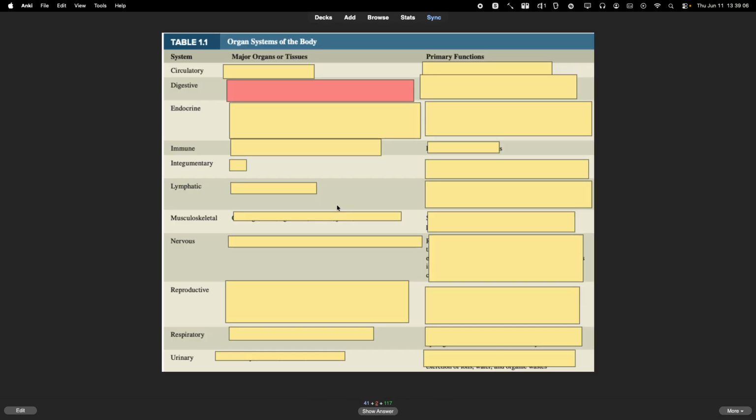The major organ or tissue of the digestive system is your mouth, your teeth, the tongue, then you have your esophagus, and then your stomach, and then your small and large intestine, and then your anus. That should be it. That's mine.